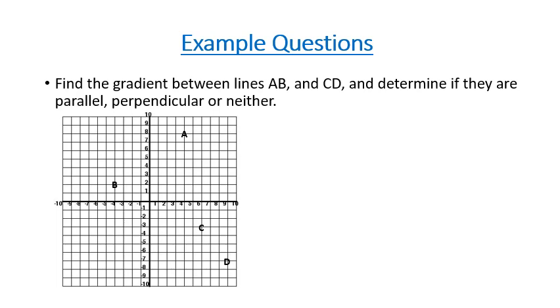So let's look at an example question where we need to find the gradient of the line AB and the gradient of CD and determine if they are parallel, perpendicular, or neither. So the first thing we're going to do is the gradient of AB. So A is the point 4, 8, and B is the point negative 4, 2. So I've got my x1, y1, x2, y2 values here. The gradient of AB is going to be y2 take y1, so 2 take 8, over negative 4 take 4, which is actually negative 6 over negative 8, which is 3 quarters.